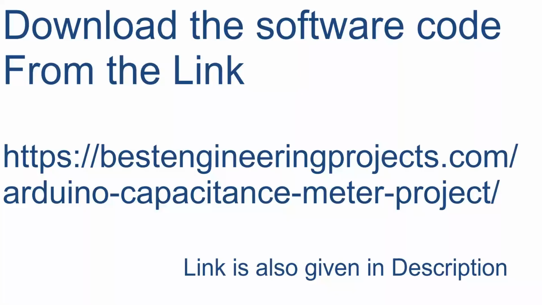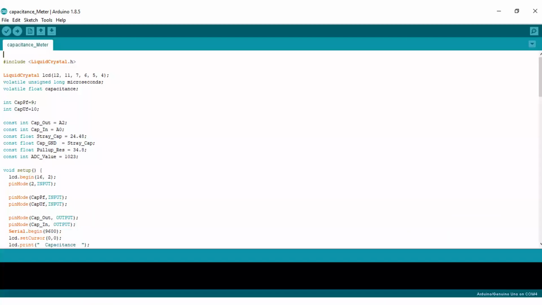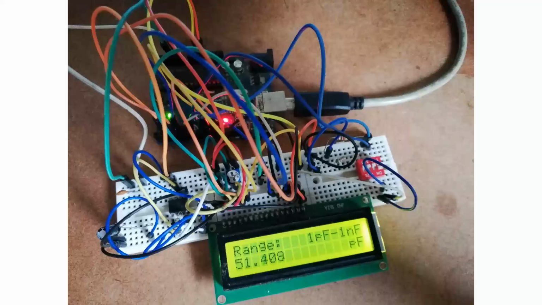After assembling all the components or hardware according to the circuit diagram, it's time for the software part. Please download the code from the link given in the description below and open it from your Arduino IDE. Compile it and upload it to your board without modification, as this code does not require any modification. Now your own Arduino capacitance meter is ready for use.